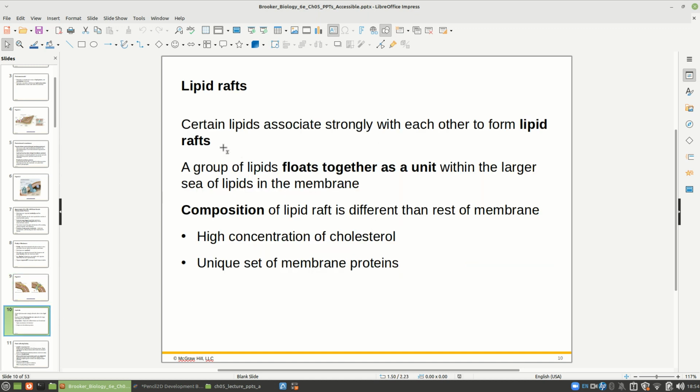Let's see, certain lipids associate strongly with each other to form lipid rafts. Okay, lipid rafts are a more rigid structure, and you'll usually have some proteins associated with a raft. So it's kind of like the rest of the membrane is more fluid, like water, than if you had a rigid structure there. But like I said, cholesterol is important here along with the membranes.